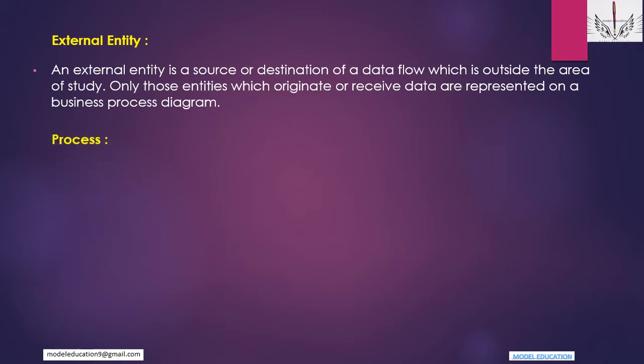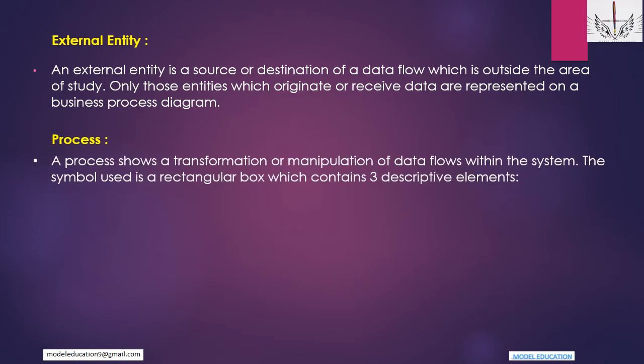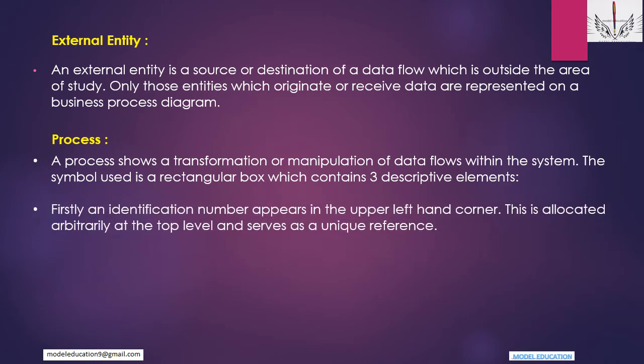Process. A process shows a transformation or manipulation of data flow within the system. The symbol used is a rectangular box which contains three descriptive elements. Firstly, an identification number appears in the upper left hand corner. This is allocated arbitrarily at the top level and serves as a unique reference.